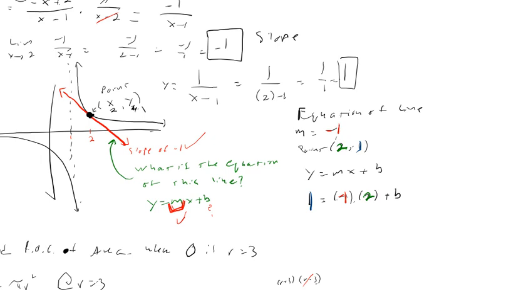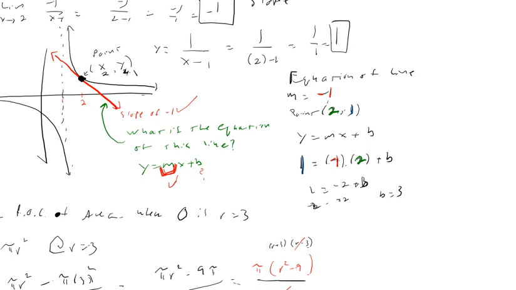Add the 2 to both sides. I get that b is equal to 3. So then my equation is y equals -1x plus 3. That is the equation of this tangent line to the graph.